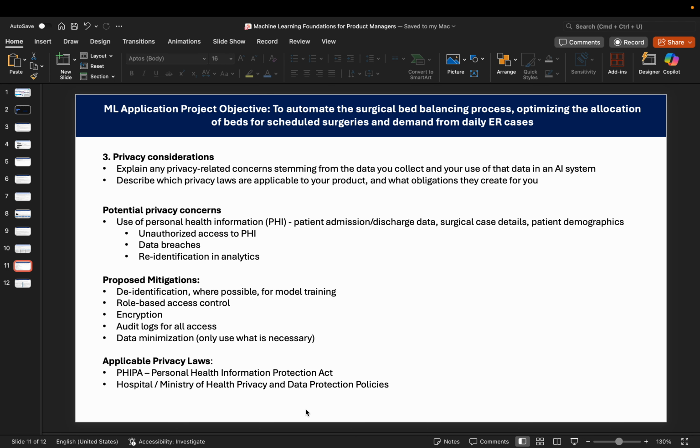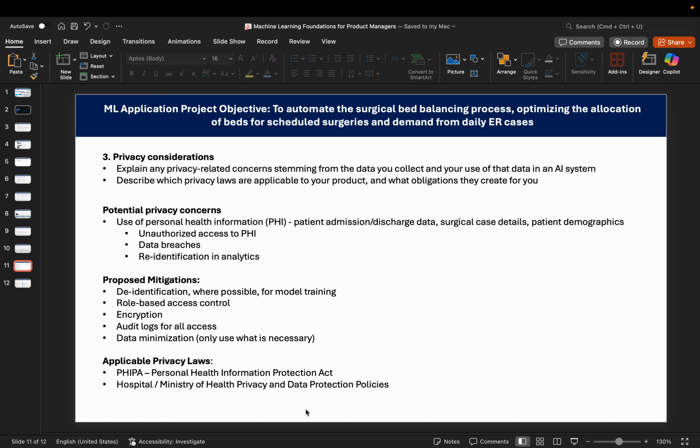In terms of privacy concerns, because personal health information will be used in terms of patient admission, discharge data, surgical case details, and demographics, we have to be careful about unauthorized access to PHI, data breaches, or re-identification in analytics. The proposed mitigations here really are to de-identify where possible for model training, role-based access control, encrypting the data, audit logs for access, and data minimization, which basically means use only the data that is necessary.